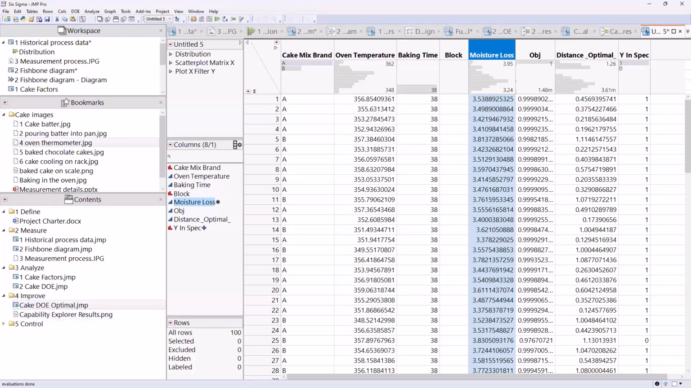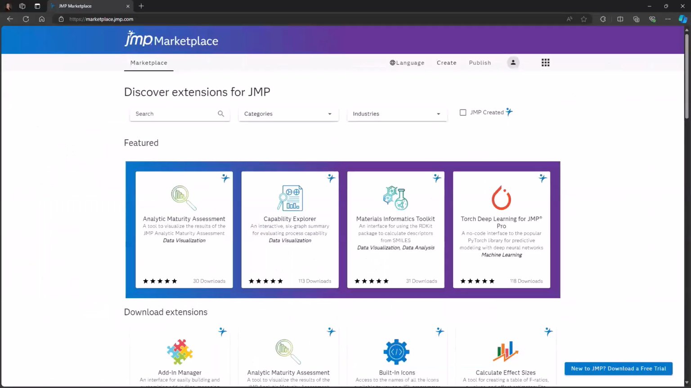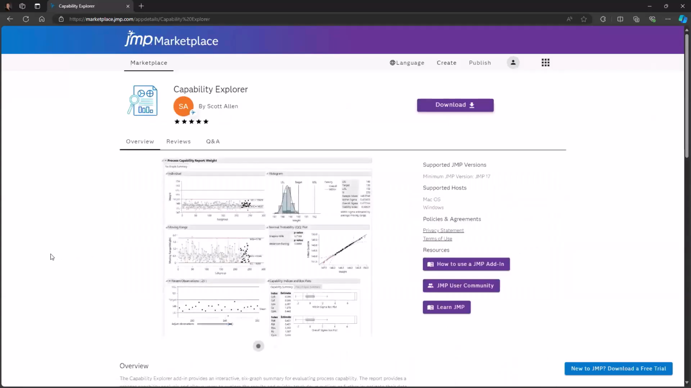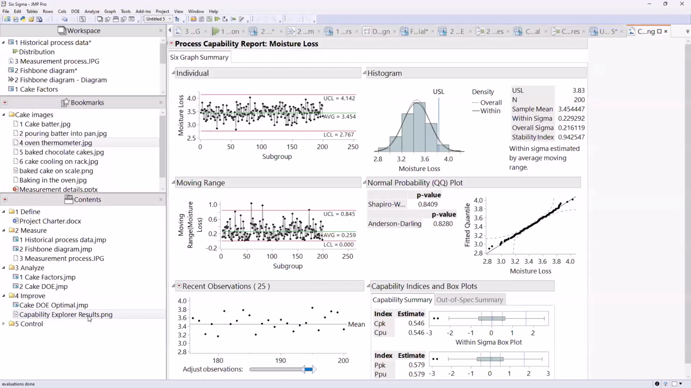Now, I did that using a JMP add-in that is available from the new JMP Marketplace. This is the Capability Explorer. And I'll show you those results within my project. For those of you that are interested, we'll do a demonstration of that. But here are the results. This allows me to evaluate the stability of my process on a control chart. I can calculate my capability indices. I can evaluate the normality of my data. And it's all just within this one report using this great add-in that Scott coded for us.